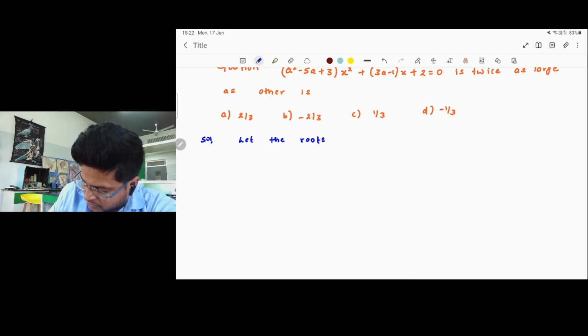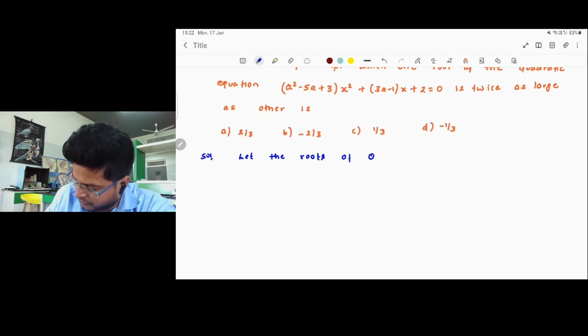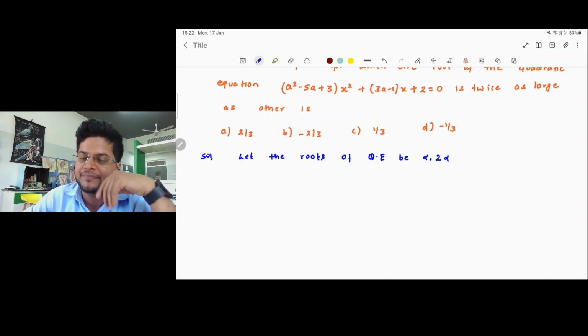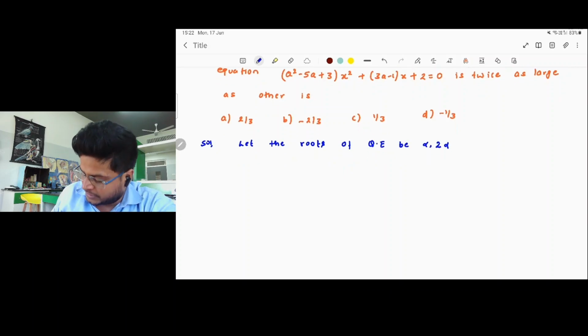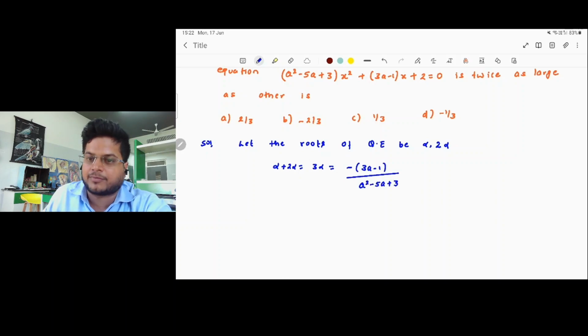Let the roots of the given quadratic equation be alpha and 2 alpha. Alpha and 2 alpha. Okay. So then what is the sum of the roots? Alpha plus 2 alpha, which is 3 alpha, equals negative of 3a minus 1 divided by a square minus 5a plus 3.